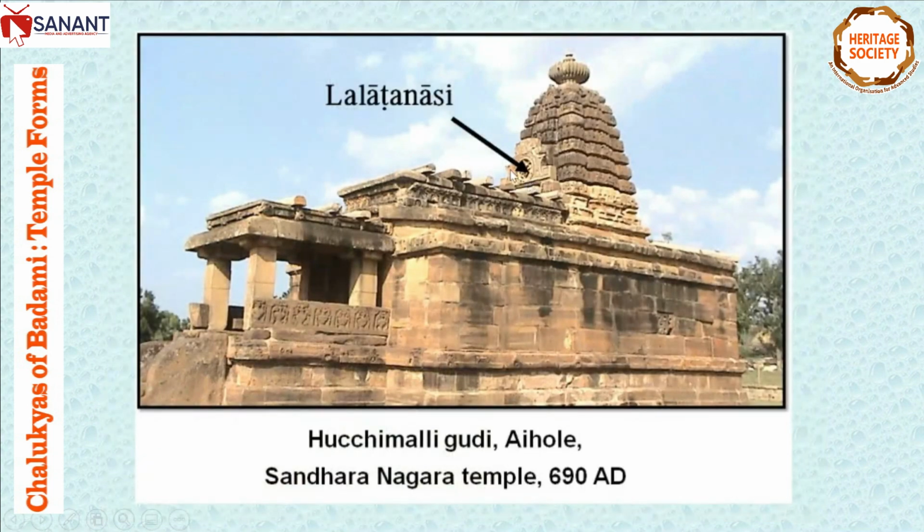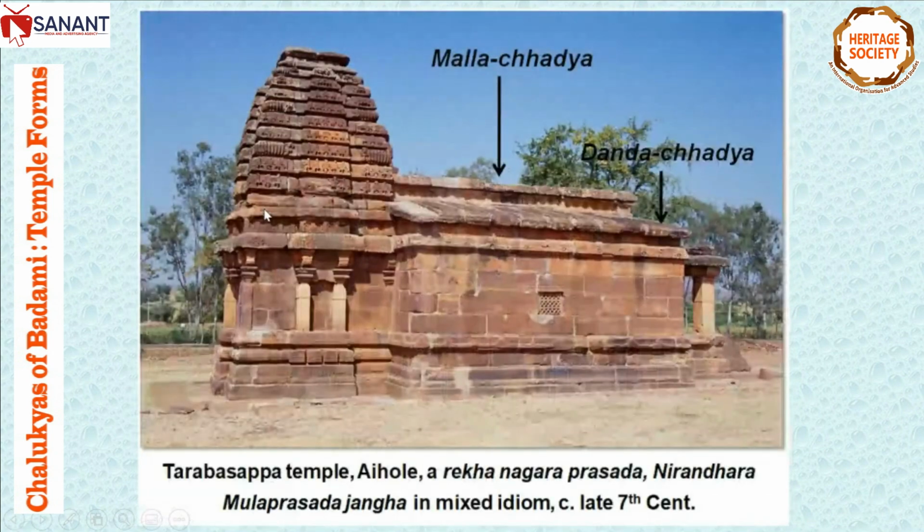So this central sculpture which occupies the Shukanasa is called a Lalata Nasi. It will have an image of the god who is installed inside the temple. Here it is Nataraja, so this is a Shaiva temple. This is Huchimalligudi.